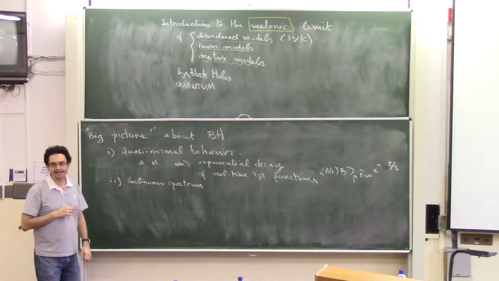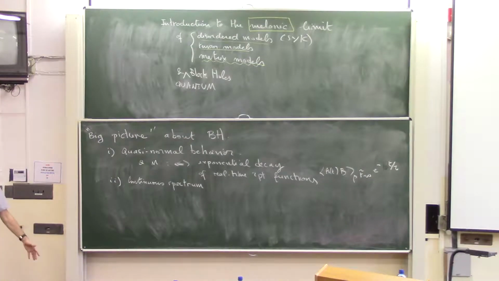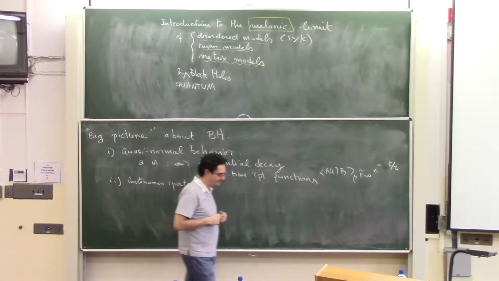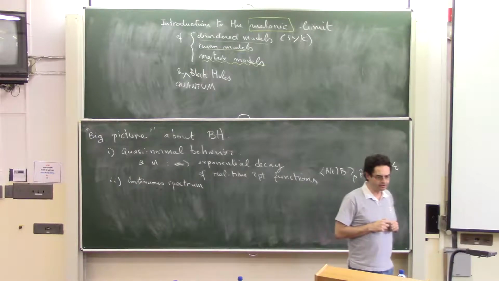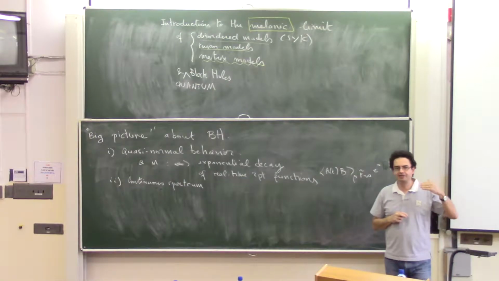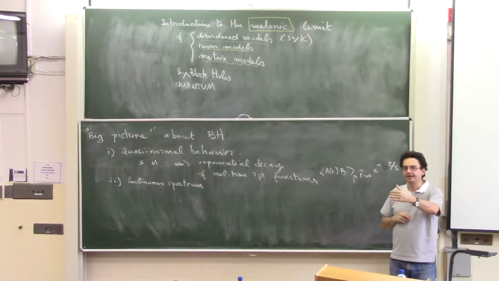This means that the spectrum of your Hamiltonian in general should really be continuous. Why do you expect this in a black hole background? Again, just at the level of intuition, it's quite clear. It's related to the infinite redshift effect that you have when you have a horizon.